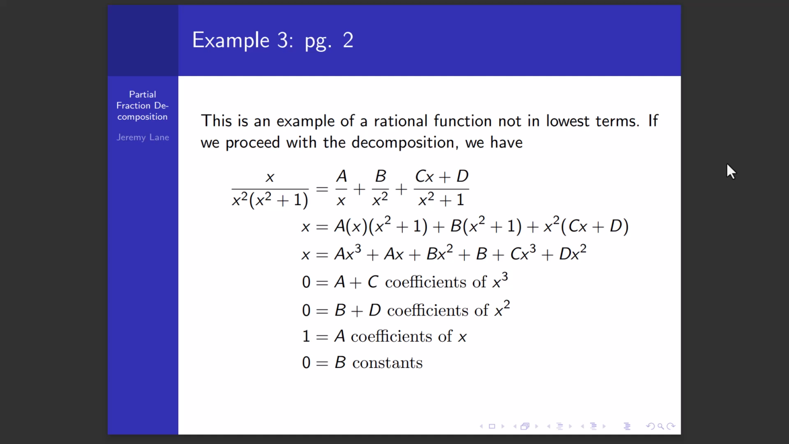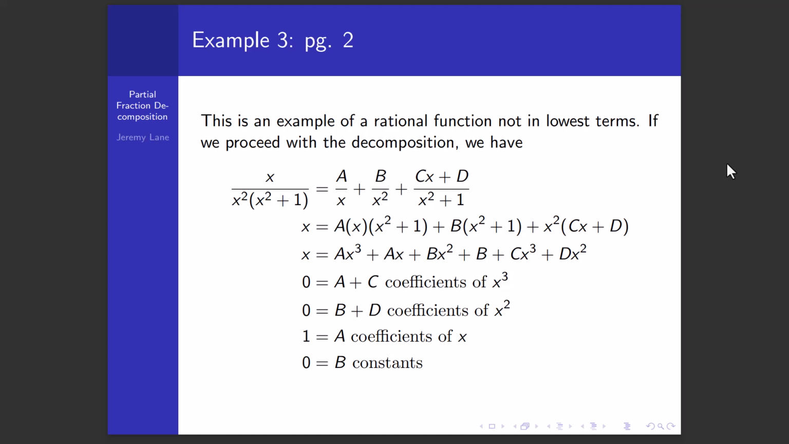When we go through and recombine our template to match up the coefficients and form our system, we have the coefficients of x cubed combining to be a plus c equal to 0. The coefficients of x squared, we end up with b plus d is equal to 0. And the coefficients of x give us the equation a equals 1. And the constant terms give us the equation b equals 0. So this is now a 4x4 system.